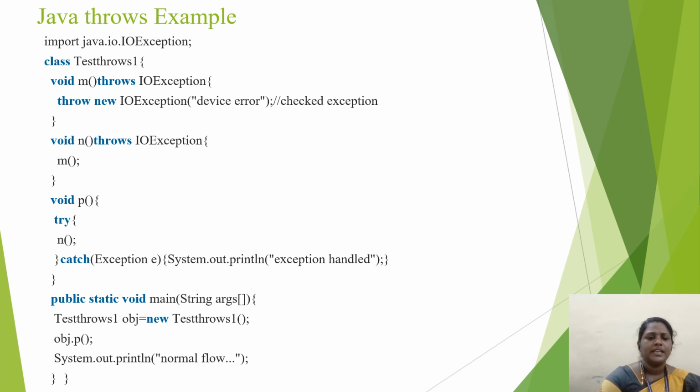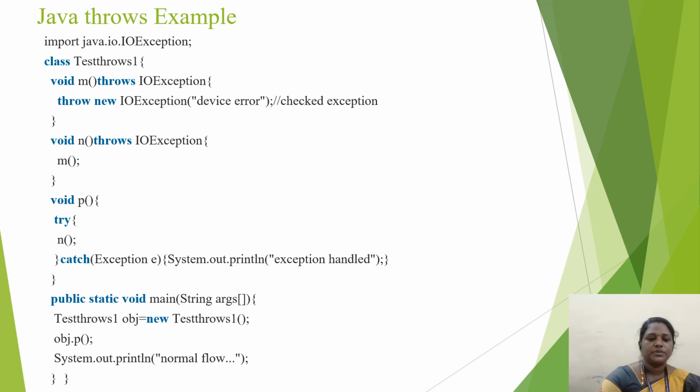But here we are using the throws keyword. What is the main advantage of using the throws keyword? It declares the exception statements. Whatever the exception statement is, it is directly declared, using throw new IOException, device error. This is called a checked exception. This exception will be caught by the catch block, and then it will display exception handled.